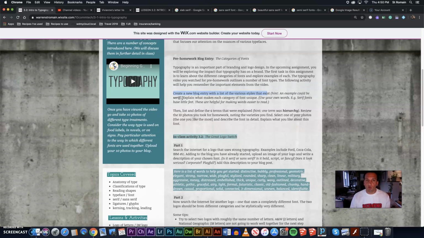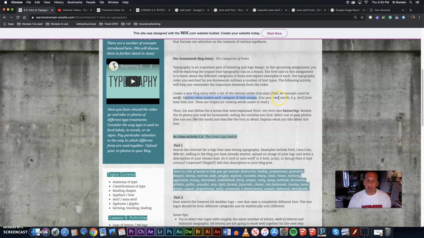That said, there are 4 categories that they mentioned in the tutorial. I want you to write down, or include in your blog, those 4 categories. And then there are 4 terms, one of which is hierarchy. Okay, so it says here, explain what makes each category of font unique.